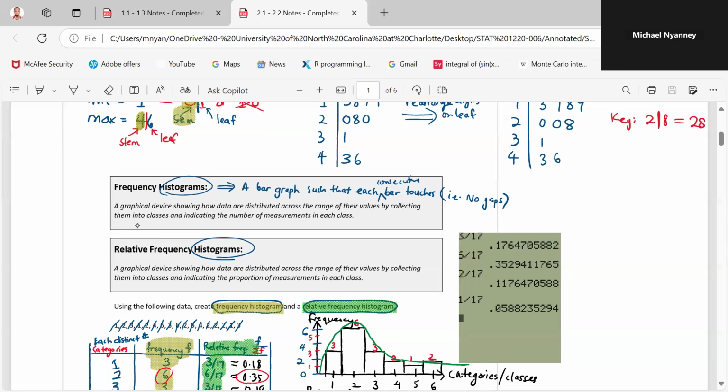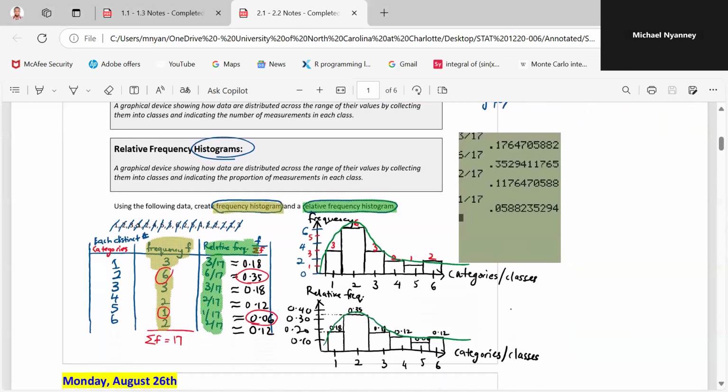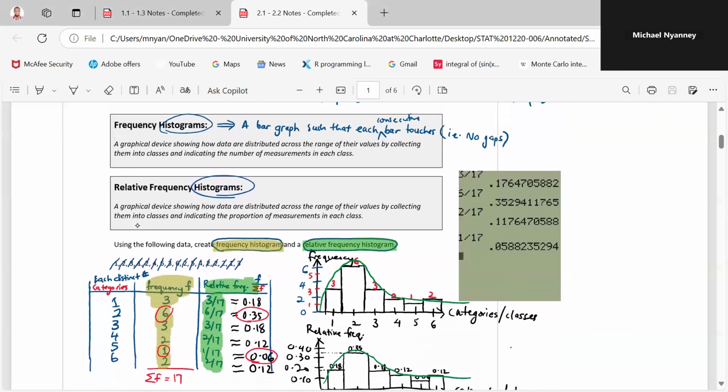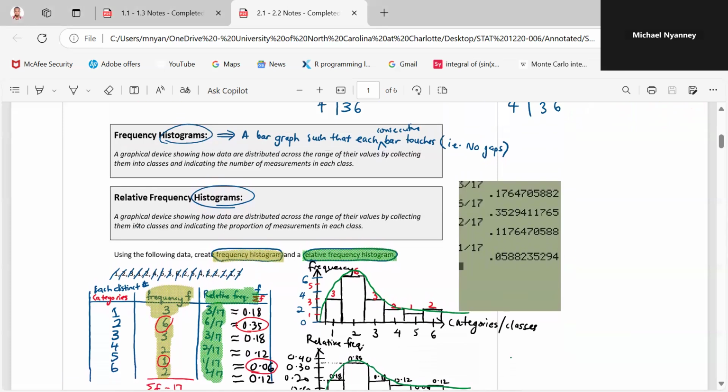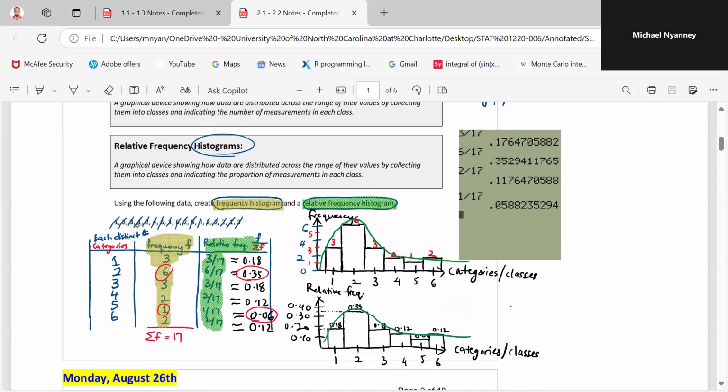So let's demonstrate how to use frequency histograms. First of all, we have our frequency on the vertical axis, and we have our classes, that is the distinct values, on our x-axis, the horizontal axis. The same thing applies with the relative frequency, so instead of the frequency, you use the relative frequency. Remember that in section 1.3, we talked about frequency and relative frequency and how to compute them.